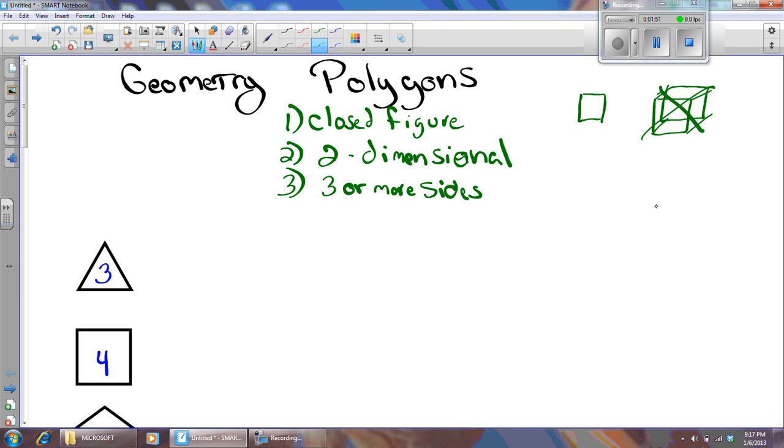Okay? Now, a side is not a curve. For example, that is not a polygon. That does not count as a side. This is one side, but that is not. So it can't have a curve.